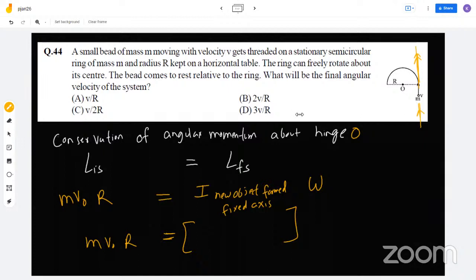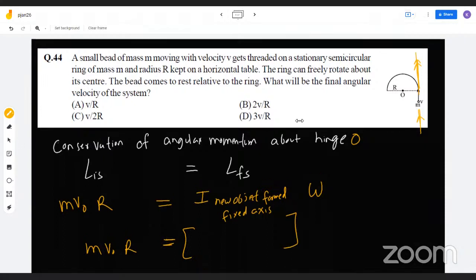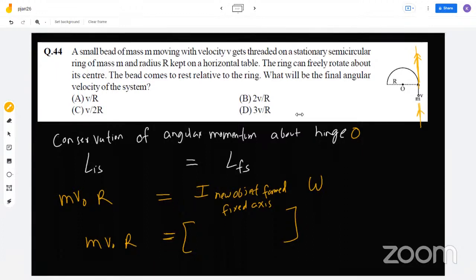The moment of inertia of a semicircular ring. Yes, Vatsal, Soham, Shlok. Soumya, what is the moment of inertia? Please tell. MR square. MR square only? Why MR square? How will you explain this MR square? Why is it MR square? Yes, Arav, you're right. How will you explain?